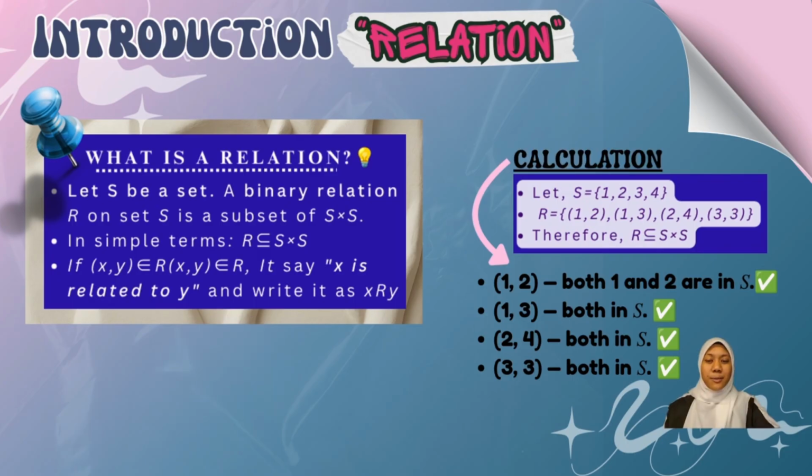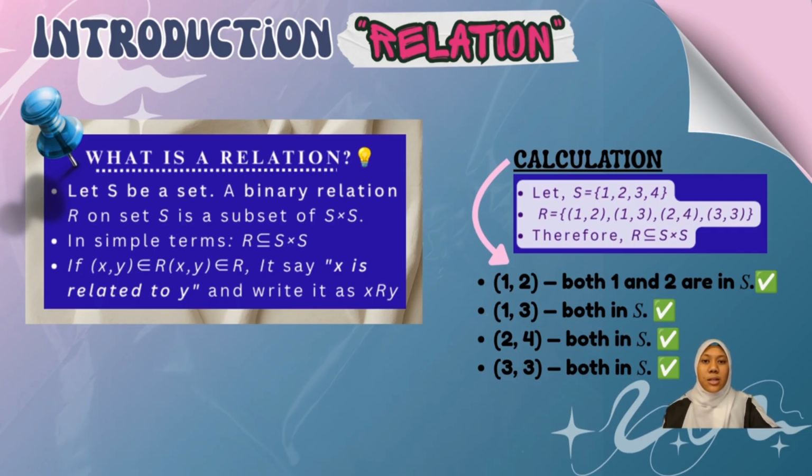As for the example, let set S contain 1, 2, 3, 4. I am going to define a relation R on the set S: R = {(1, 2), (1, 3), (2, 4), (3, 3)}. Notice that we also have (3, 3), which means 3 is related to itself. This is called a self loop and it is perfectly allowed in relations.